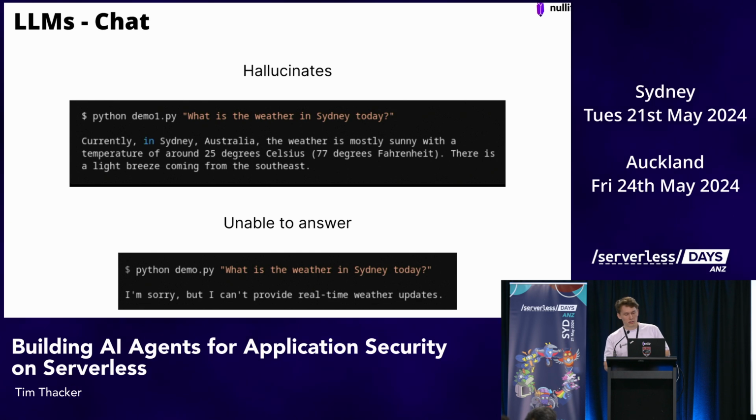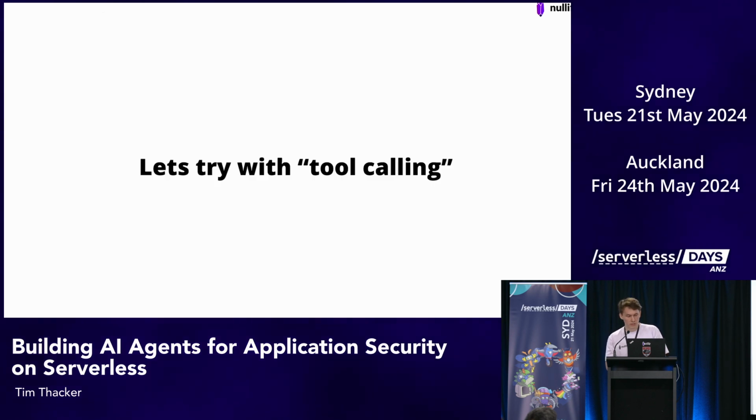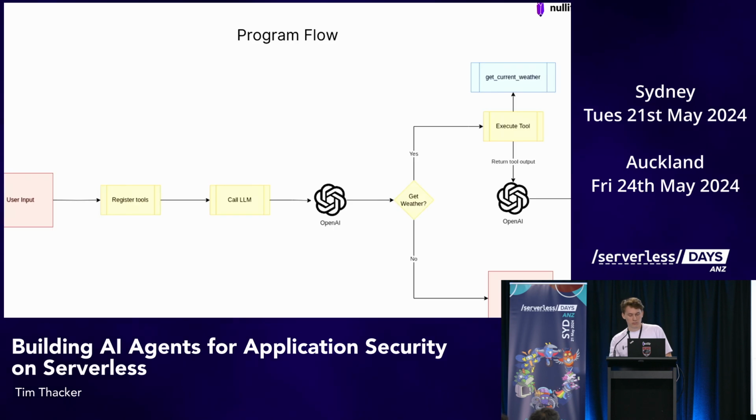If I ask it a question, what is the weather in Sydney today, it either hallucinates and just tells me something random because it doesn't know real-time weather data, or, which is probably better, sometimes it does tell you, I'm sorry, I can't provide real-time weather updates. But these are two outputs from the same piece of code. You don't know what it's going to do. We heard a little bit about tool calling, but I'm going to go a bit deeper into it with some examples. So let's try adding some tool calls.